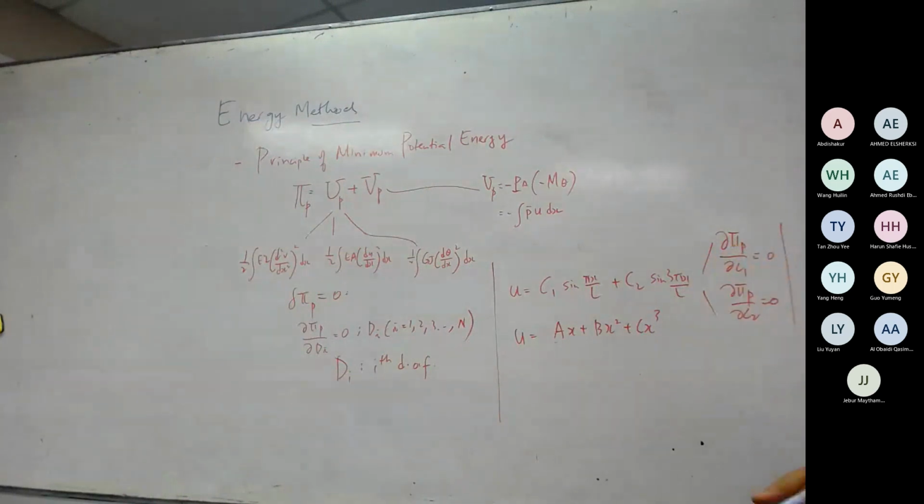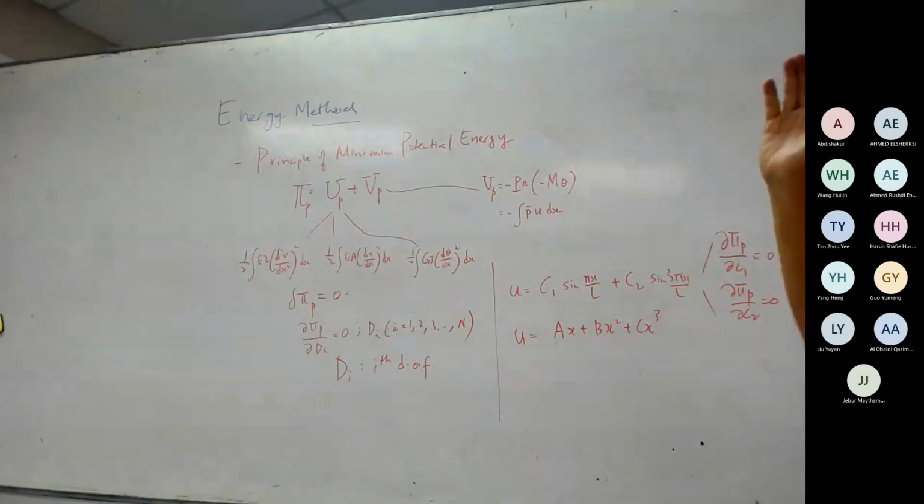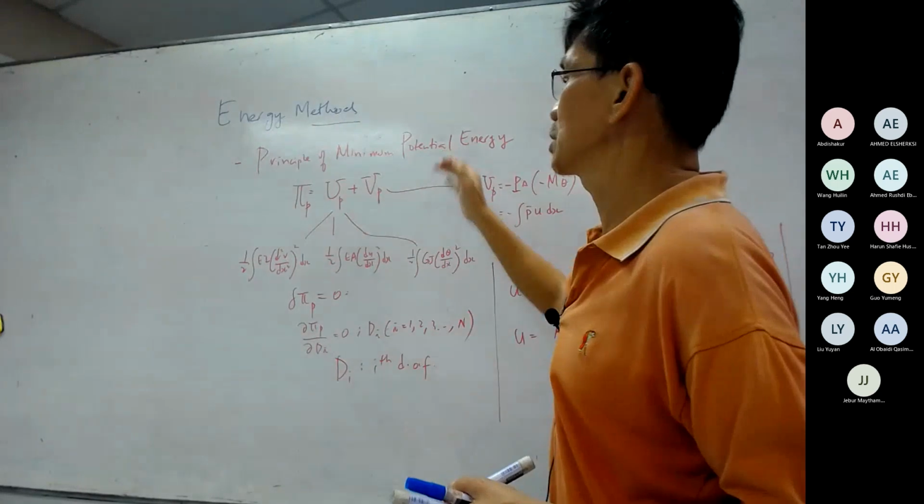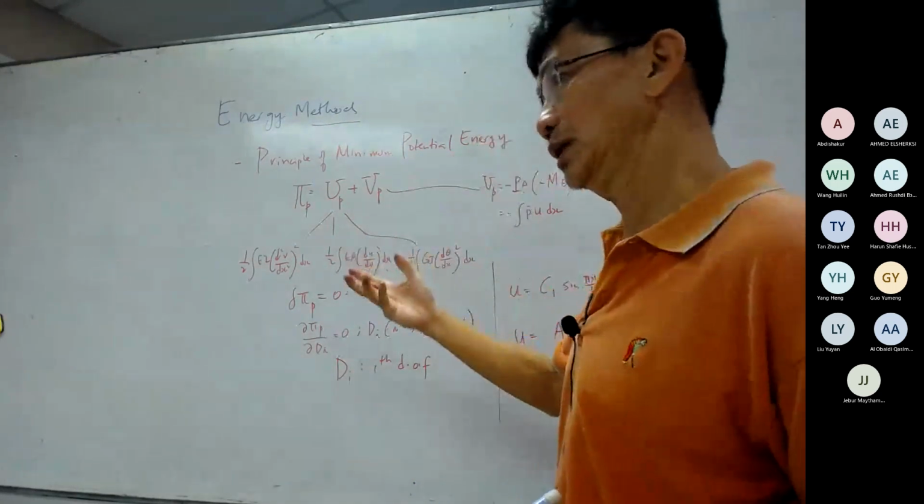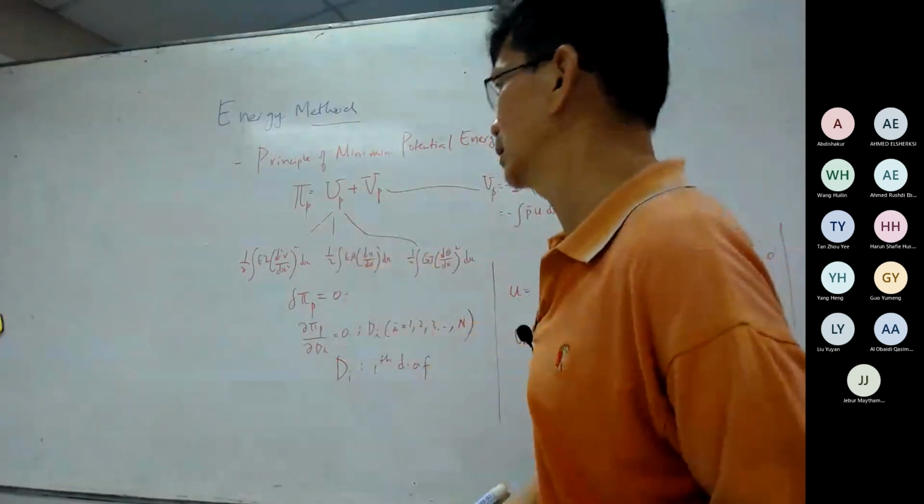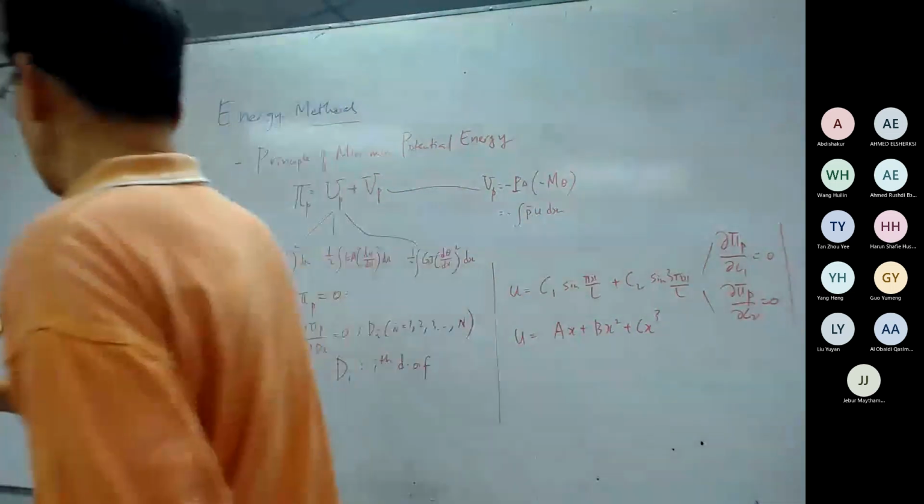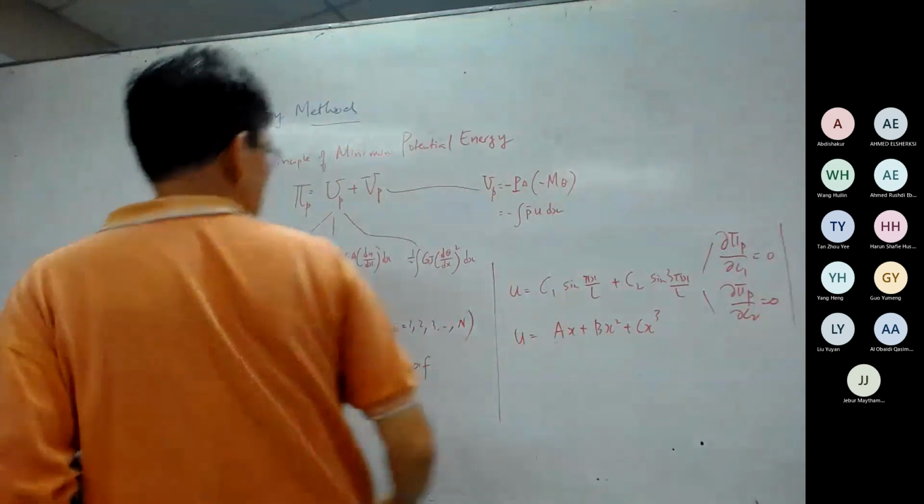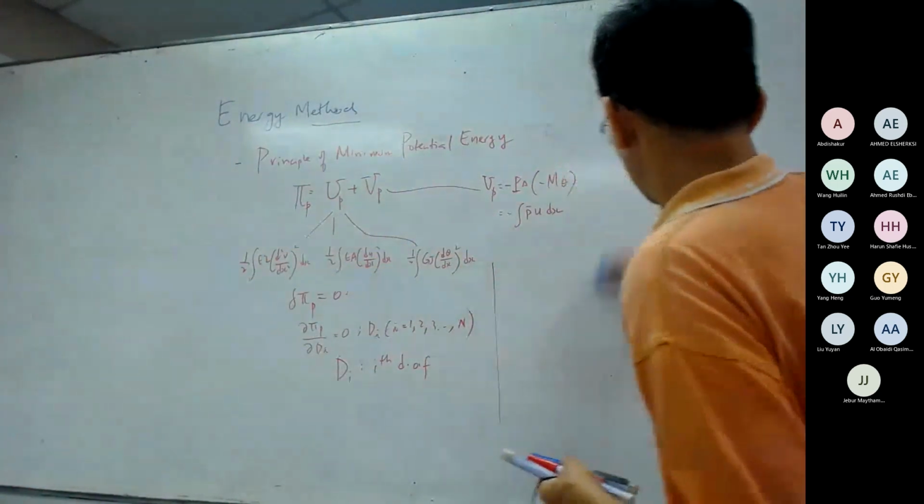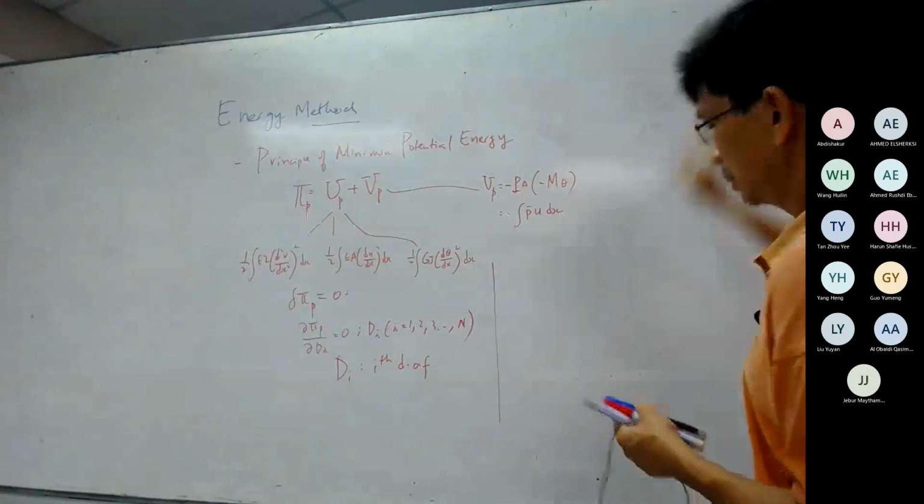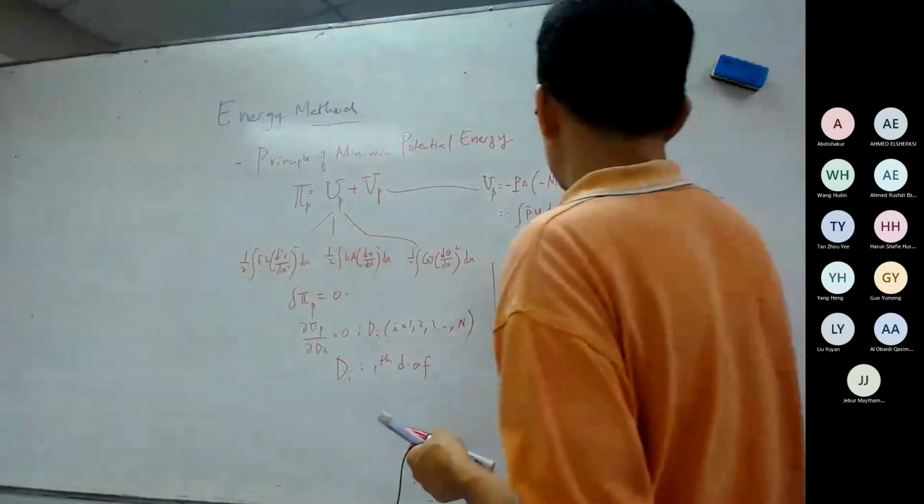So I have gone through this with you in general. Next, we cover the principle of minimum potential energy, and we use it together with a method that we call the Rayleigh-Ritz method. The Rayleigh-Ritz method is an energy method.